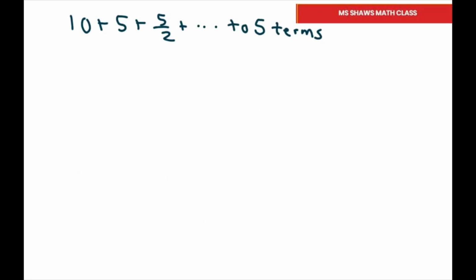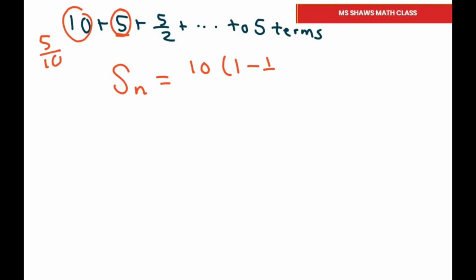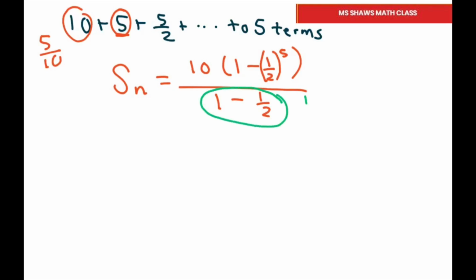So the next one is this one. Let's do the same thing. Our sum is your first term times 1 minus your ratio. Now your ratio here would be 5 divided by 10. Just take the current term divided by the previous term. That gives you 1/2. And then you take that 1/2 to the 5th power, divided by 1 minus 1/2. Again, I'm going to look at my denominator. My denominator is 1 minus 1/2, which is 1/2.